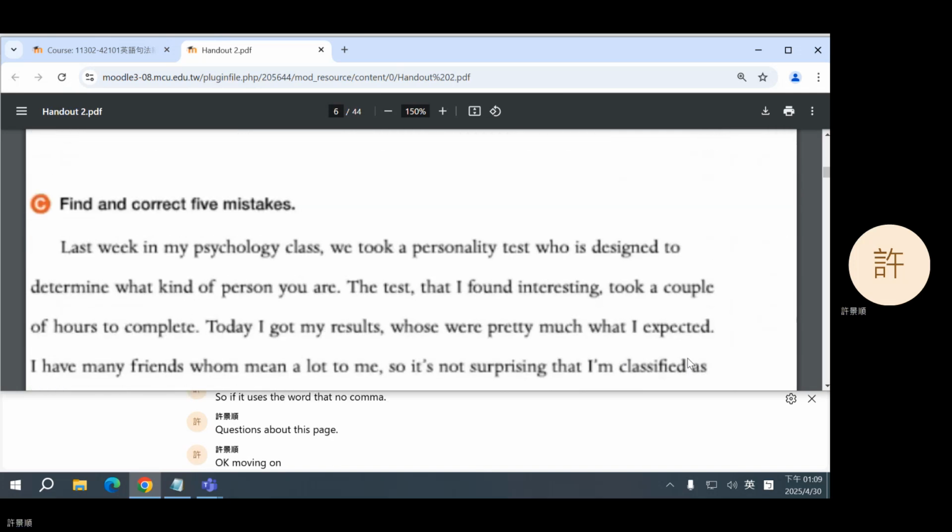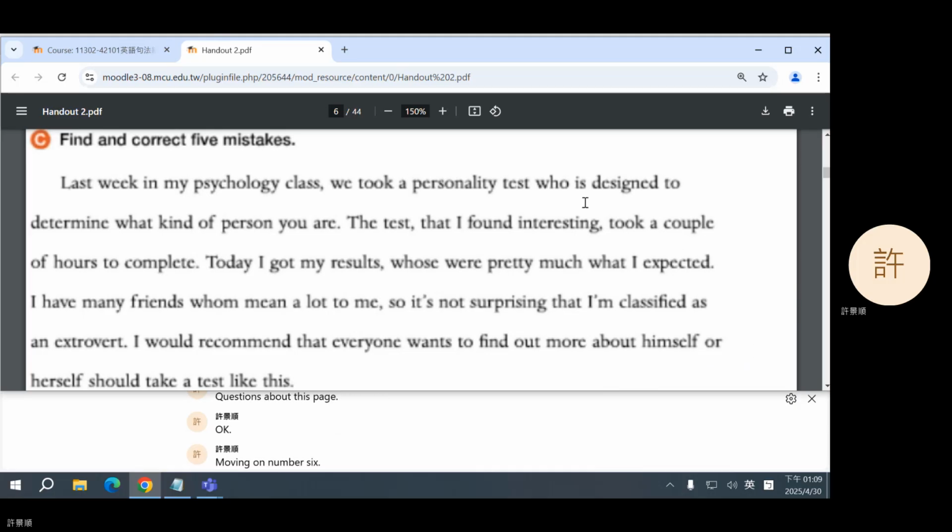Okay, moving on. Number 6. First mistake. This is talking about a test. So it shouldn't be who, it should be that or which. Next mistake. Cannot add a comma before that. So this one must be which. Next mistake. This is talking about the results. So it should also be which. And then there's a comma, so you cannot use that.